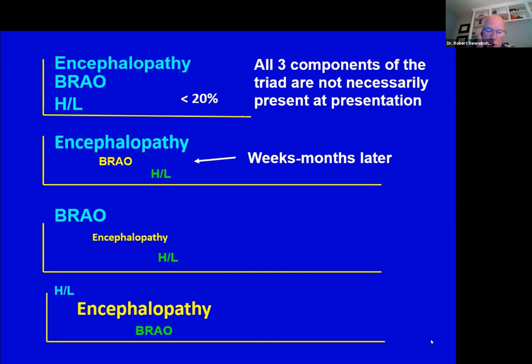The important message here for ophthalmologists is that if you see a patient with isolated BRAO, especially if they are under age 45, you should think of Susac syndrome, because encephalopathy or hearing loss, which may not be present at that time, may eventually follow and permit an eventual diagnosis of Susac syndrome.